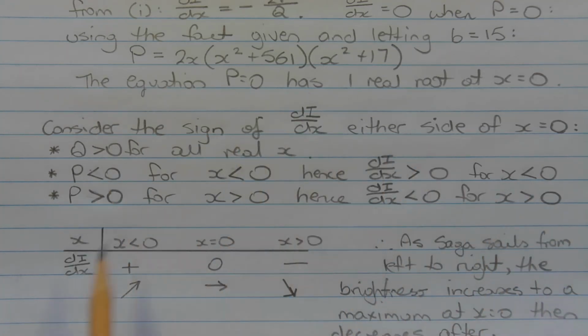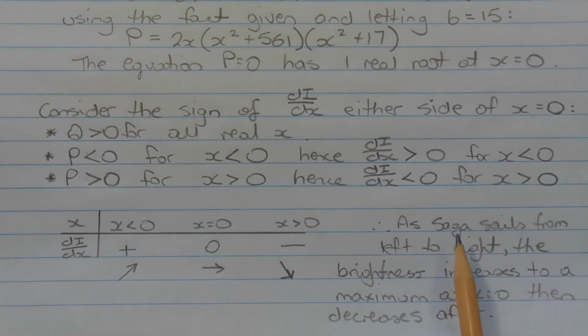Expressing what we just found in a table of signs, we have this result, and we can see that the gradient is positive on the left-hand side of 0 and negative on the right-hand side of 0. Therefore, as Saga sails from left to right, the brightness increases to a maximum at x equals 0, then decreases after.